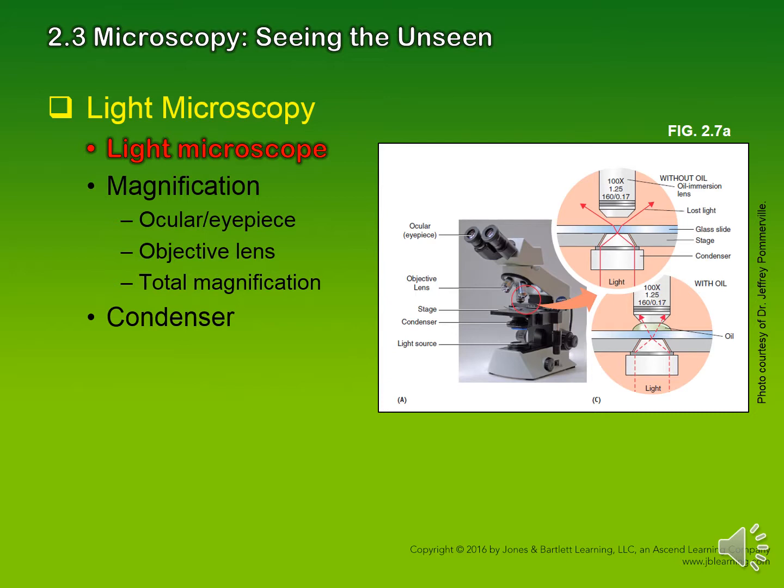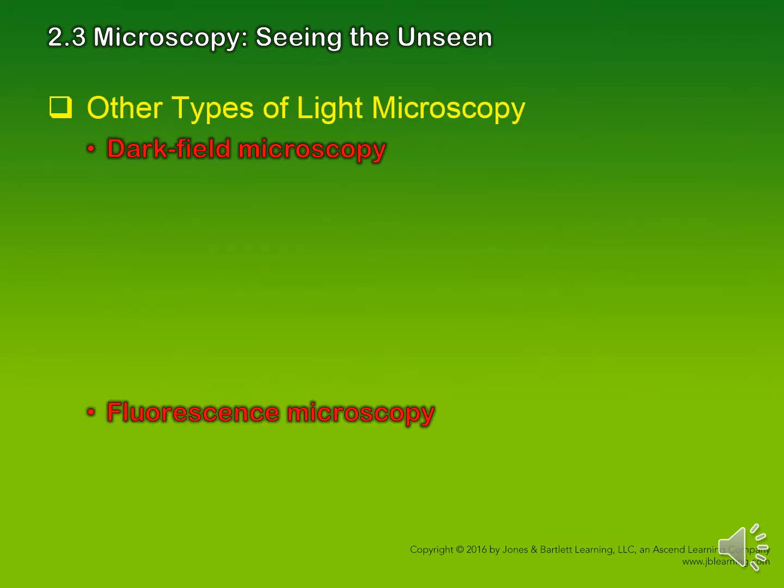You're always going to have a condenser, which will help focus the light. And to see very small things, you need something called oil immersion, because when the light is going through your sample, this space can diffract the light. So if you put a drop of oil on the slide there, then you get a constant layer between the objective lens and the sample, and you get much less distortion.